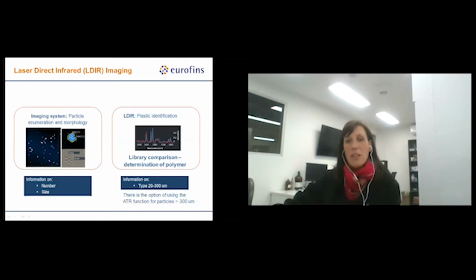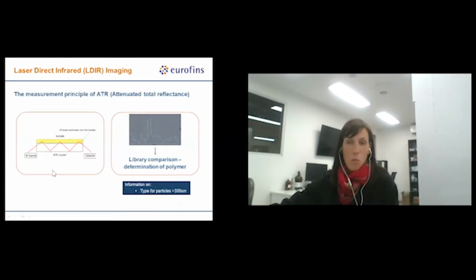And also, as Jack mentioned, especially the smaller particles are what we are interested in, because they are more prone to bioaccumulate or actually access cells. So this instrument is able to detect microplastic particles between 20 and 300 micrometers. Obviously, there's a whole debate on where the cutoff is to migrate into cells, but the instrument also has the ATR function for particles that are larger than 300 microns.